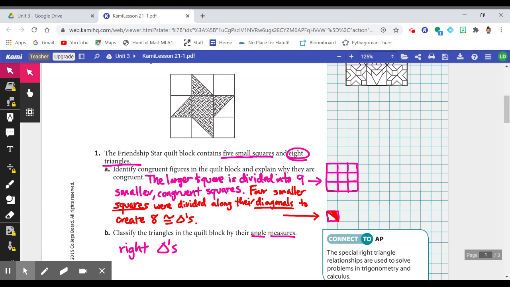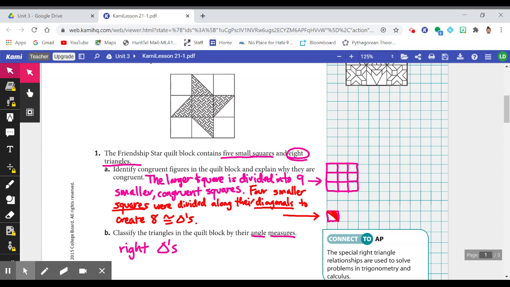And I identified the congruent figures, and I said the larger square that's divided into 9 smaller congruent squares. So we had this original block here, and it was divided into 9 small squares that are all congruent to each other. And then 4 smaller squares were divided along their diagonals. Remember, a diagonal is what connects opposite angles of a quadrilateral. So this square right here was divided along its diagonal to create 2 congruent triangles. Therefore, there's actually 8 congruent triangles in this pattern.